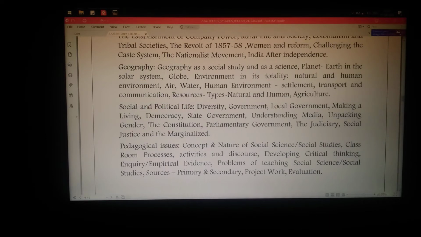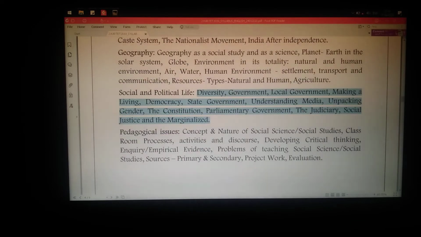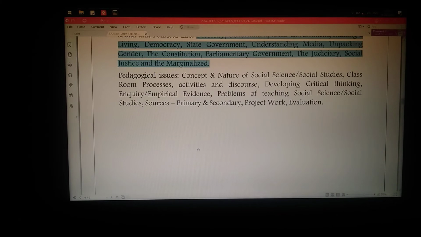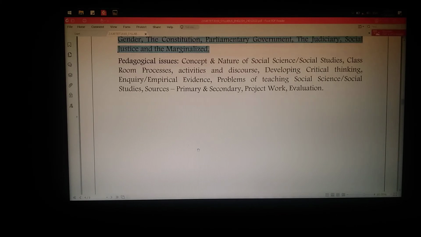Next is political diversity, about the independence of India, about Republic Day, about the Constitution of India, about the famous freedom fighters of our India. You have to study in this area. Next is pedagogical issues in learning social science.